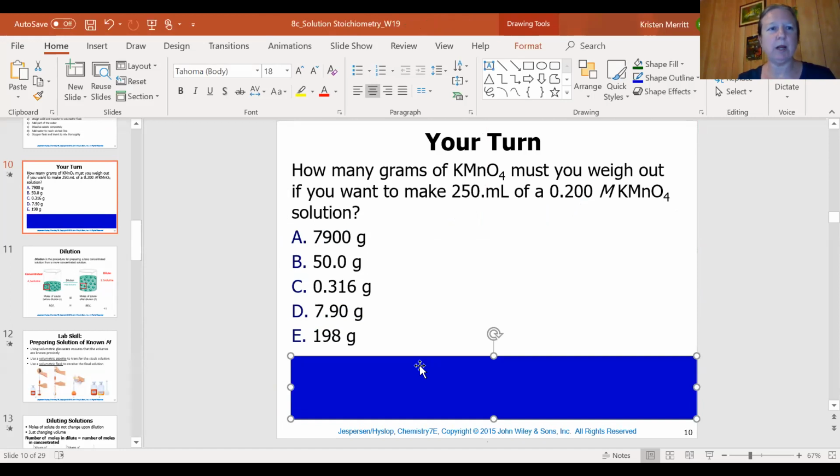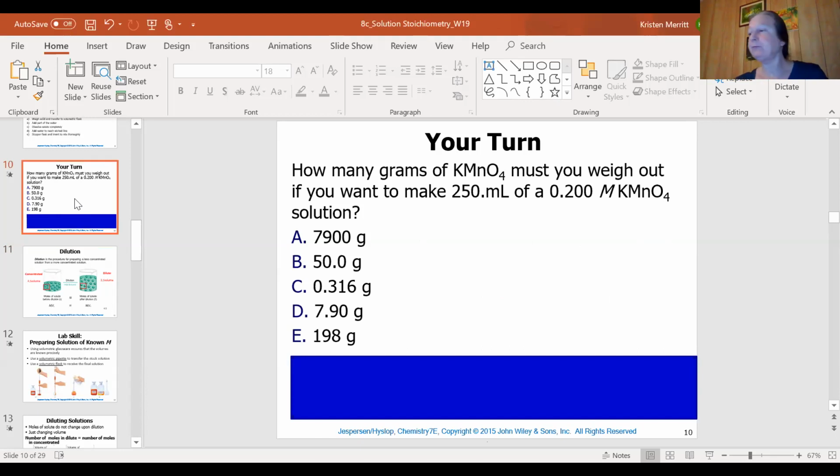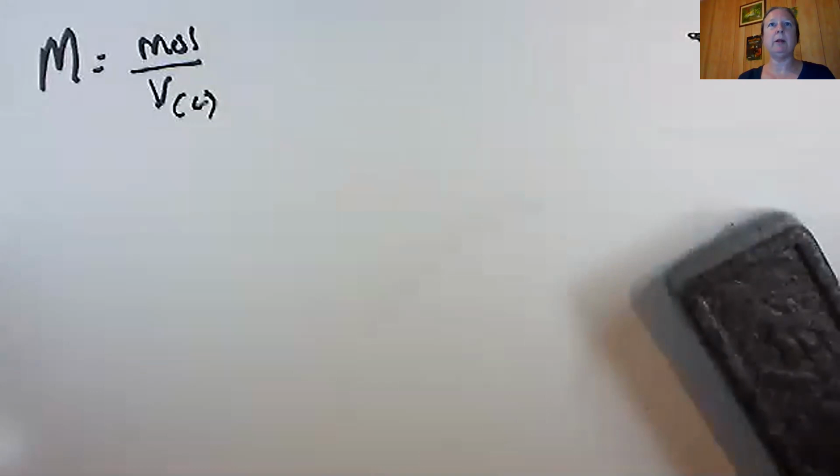So I'm going to work this one out, and then we're going to talk about how to make a dilution. And that's a different equation, but it's actually very simple, and it's one of my favorite equations. It's so extremely useful. All right, so let's go back to the whiteboard. But for the moment, we're still using molarity.